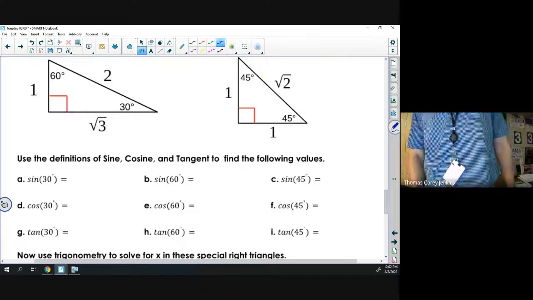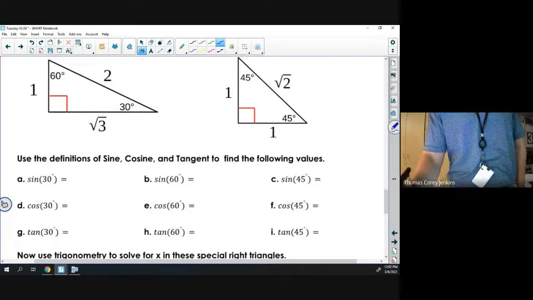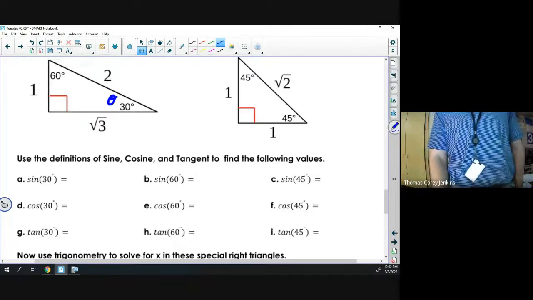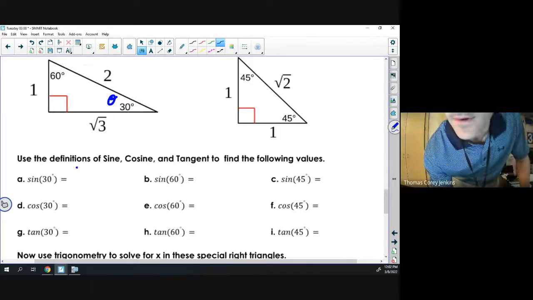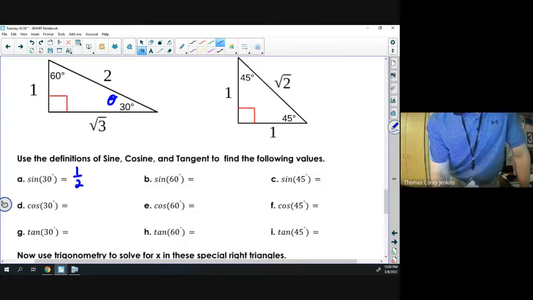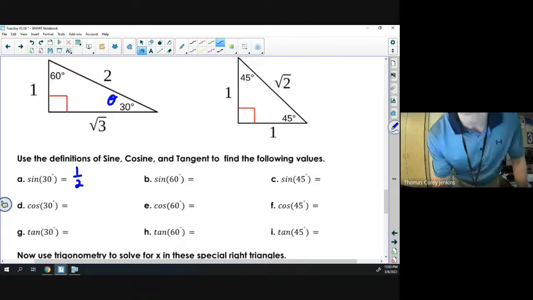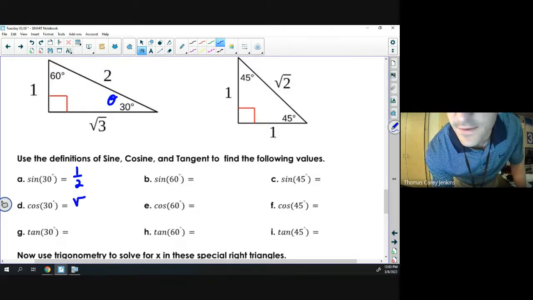We're good. All right, so sine of 30. First of all, understand that 30 is theta in this column. When I think of sine, SOHCAHTOA if it helps, opposite over hypotenuse. So that would be 1 over 2. Cosine, that's adjacent over hypotenuse. So square root of 3 over 2.